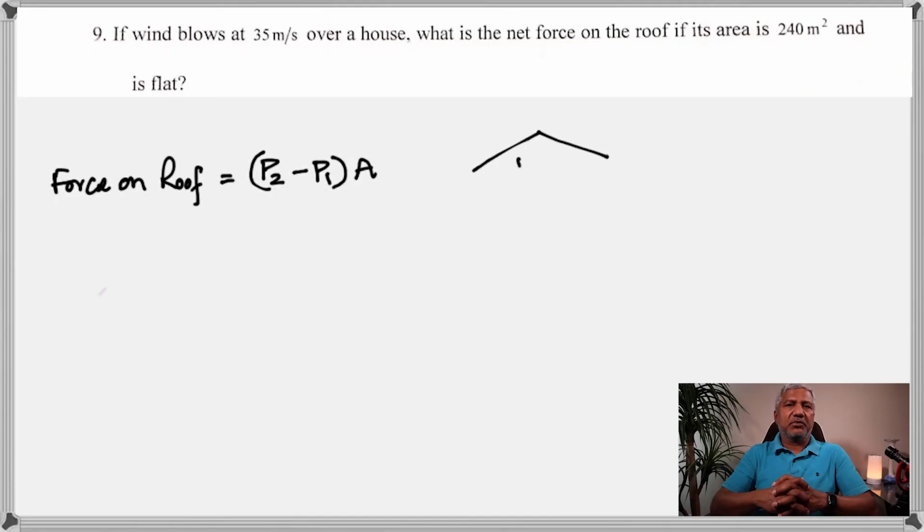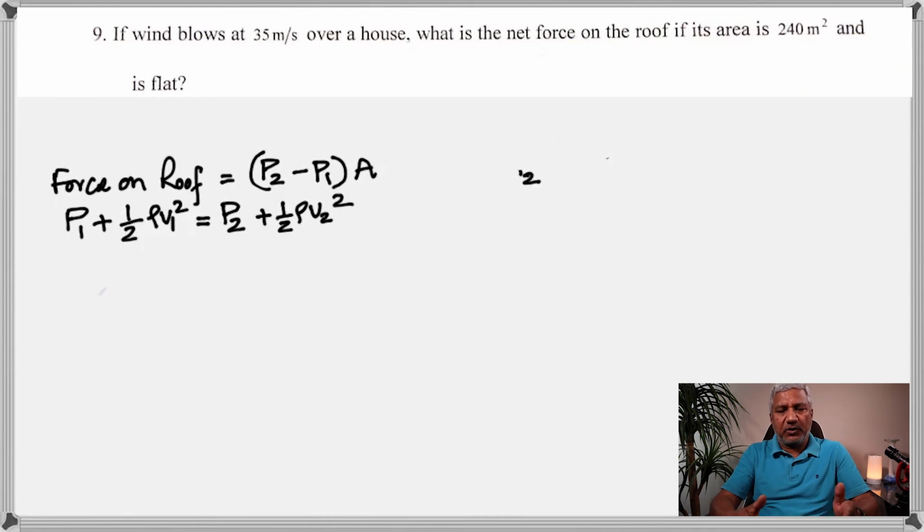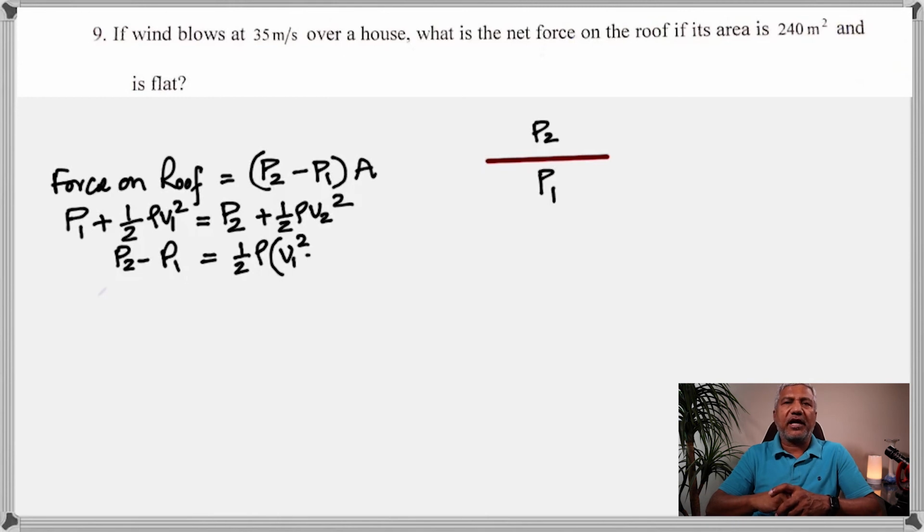Pressure difference, P2 minus P1 times A, where P2 is the pressure below, P1 is the pressure above. Because P2 is going to be greater than P1, right? Where the speed is higher, pressure is lower. And this is Bernoulli's principle. P1 plus 1/2 rho V1 squared is P2 plus 1/2 rho V2 squared. I changed the diagram because I recognized that it said it's a flat roof. So P2 minus P1 is 1/2 rho (V1 squared minus V2 squared).